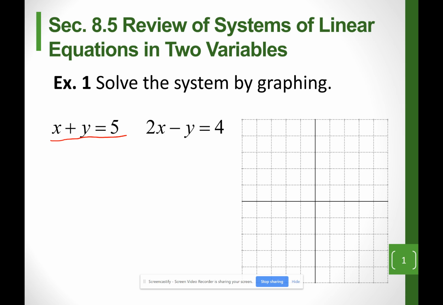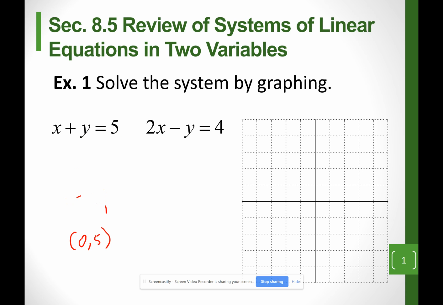Some teachers try to tell you to do this by slope-intercept form, get the y by itself. So we get y is equal to negative x plus 5. You can graph that because the slope, m for slope, is negative 1 over 1, and the y-intercept is the point (0, 5). That's fine. It gives you a point and a slope. I can draw the point (0, 5), move according to the slope, and graph a line.